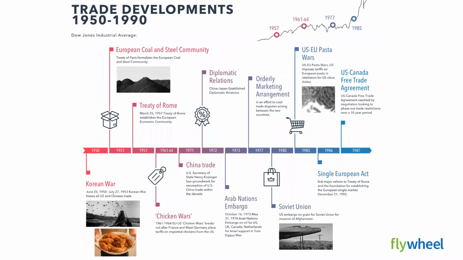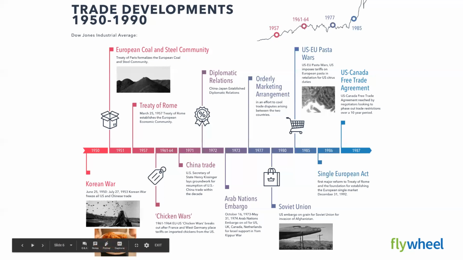During the Korean War, they actually froze all trade, and we ended up freezing trade with China during that time. There was a Treaty of Rome, which actually established the EU because of all the trade embargoes that were happening in Europe that were creating problems. An interesting one down here is the chicken war.